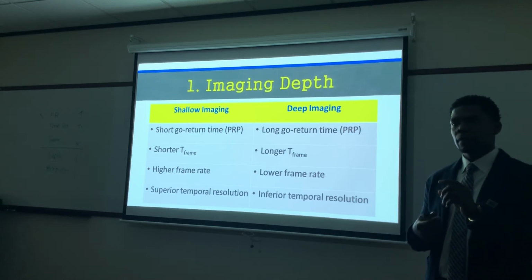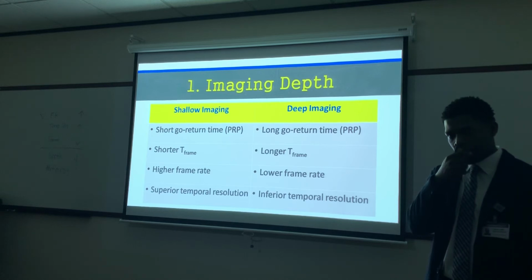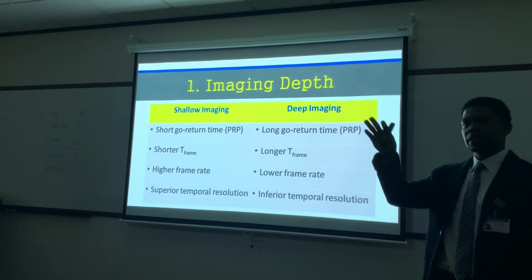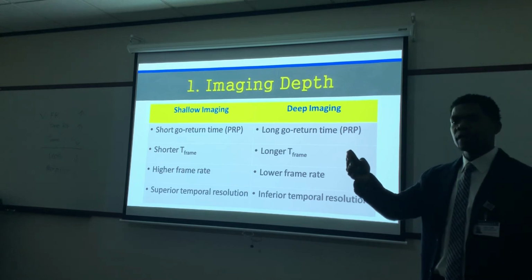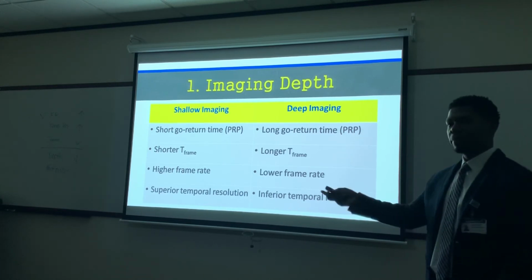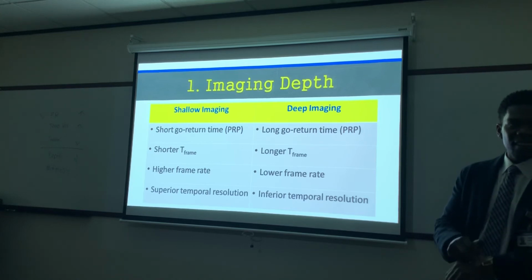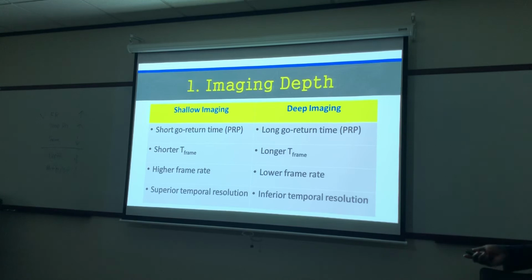Can you explain what superior temporal resolution means? Superior means optimal, the best, better. It's good temporal resolution, like heaven, versus inferior meaning bad, like hell. It's like heaven and hell.